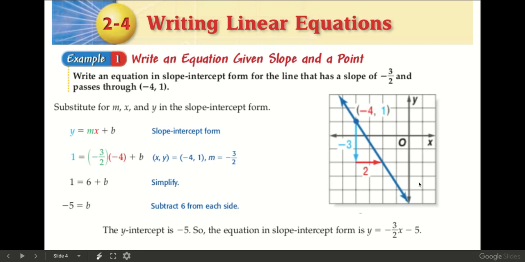This is what the line would look like if we were to graph it, right? It goes through the point (-4, 1), down 3/2. And again, it also matches this one with a y-intercept of -5, and again, the slope of down 3/2.